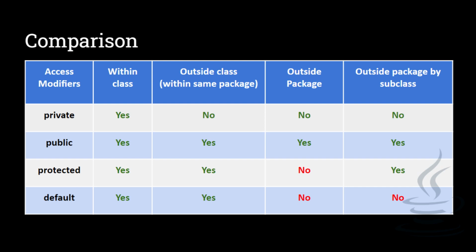Now, to summarize, let us look at the comparative view of all access modifiers. This table shows the access modifiers along with their accessibility levels within the class, outside the class but in the same package, then outside the package, and finally, outside the package by subclass. Here, we can see that private has accessibility only within the class, so it is yes for within the class, and no for all other options.